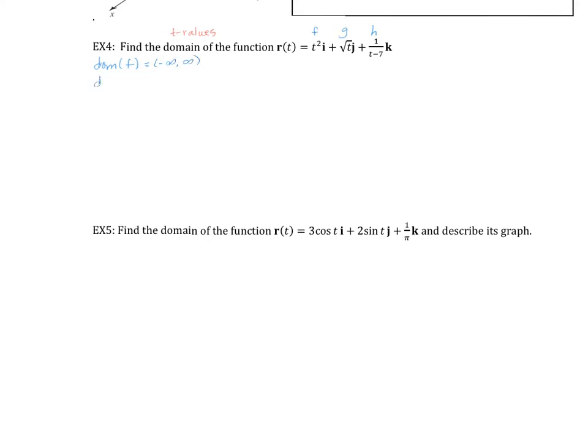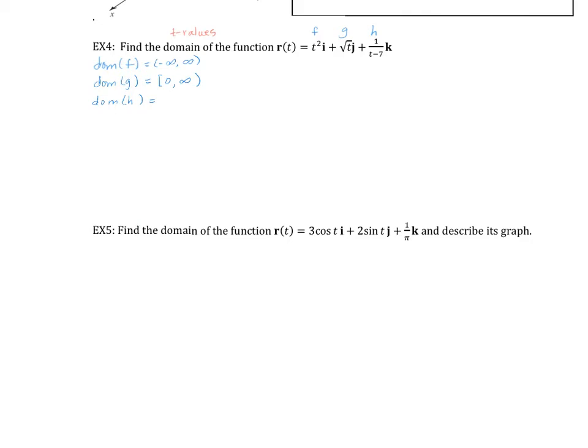When we look at the domain of g, the square root function cannot be negative. It can be 0, so I'm going to use a bracket, and it could be any positive number, but it cannot be negative. So the domain of g is going to be a bracket with 0 to infinity with a parenthesis.